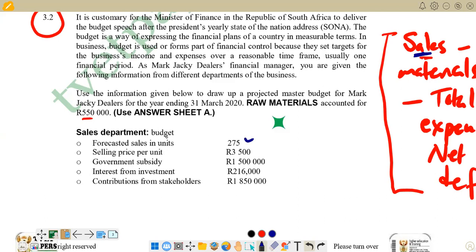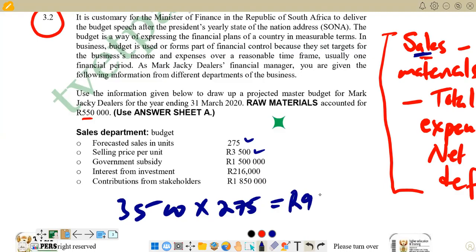Then we want the value of the sales. We are told that the selling price per unit now is 3,500 rands. So to get the total sales, we say our forecast sales in units, and then we multiply by our selling price per unit so that we get the value. So we are going to say 3,500 and then we multiply by 275. If you calculate it correctly, you're going to get 962,500. This is the starting figure.